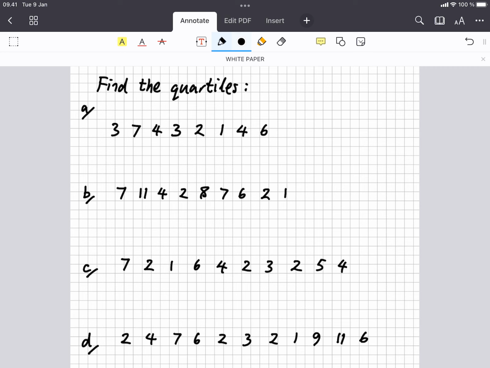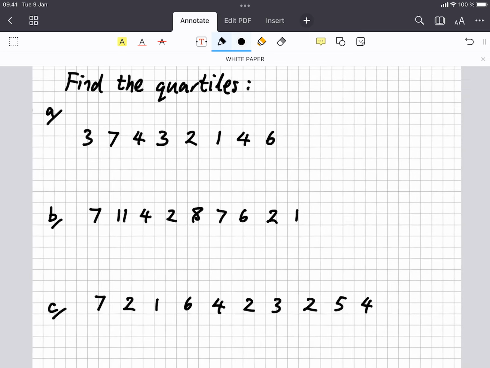So I've got 4 questions here. Find the quartiles for each of these 4 sets of values, and they've got respectively 8, 9, 10 and 11 values in the set, so each of those presents its own problems. So do pause the screen and have a go at these.